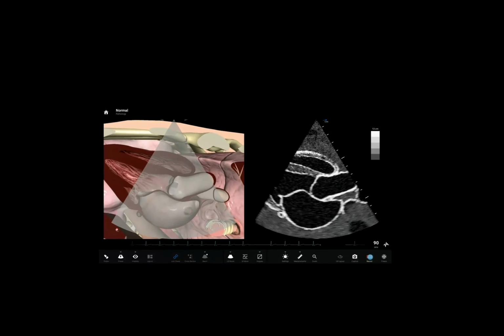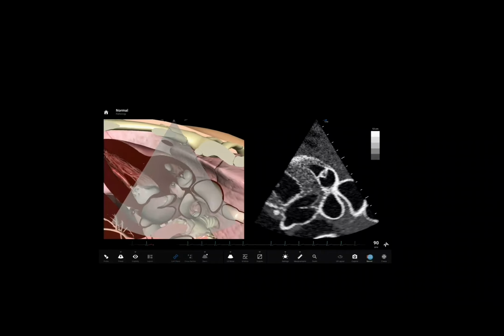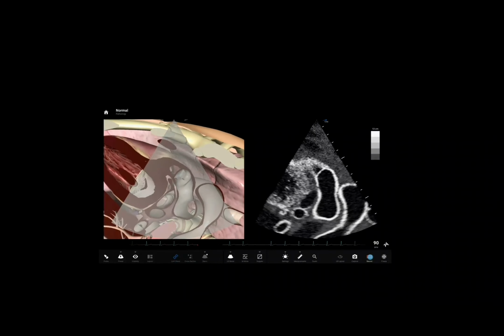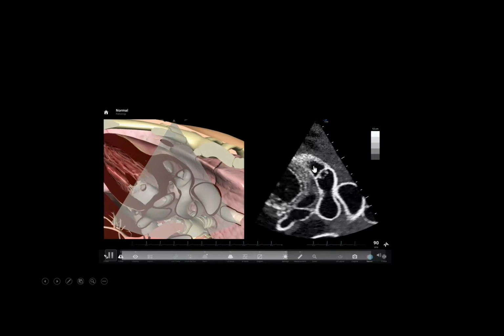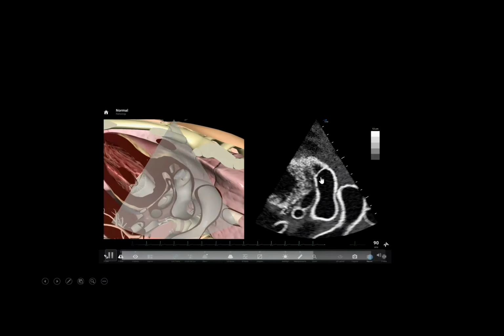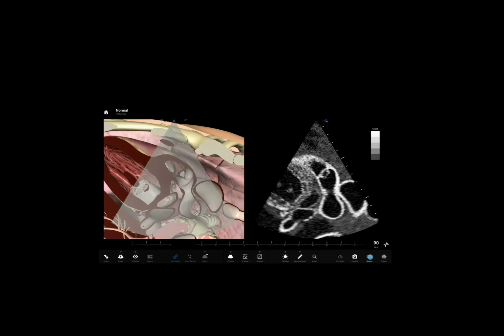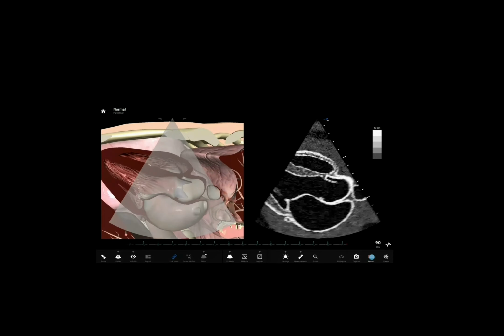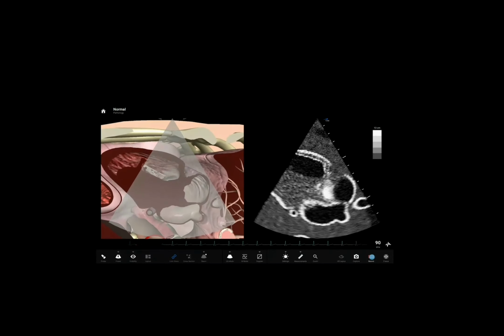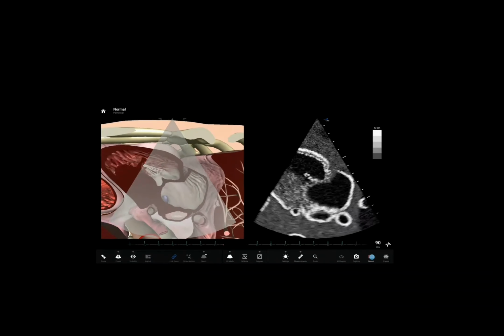Tilting the tail of the probe towards the patient's feet will bring this view, which is the right ventricular outflow tract and the pulmonary valve. Demonstrating the RV inlet and outflow tract from the parasternal long axis view.